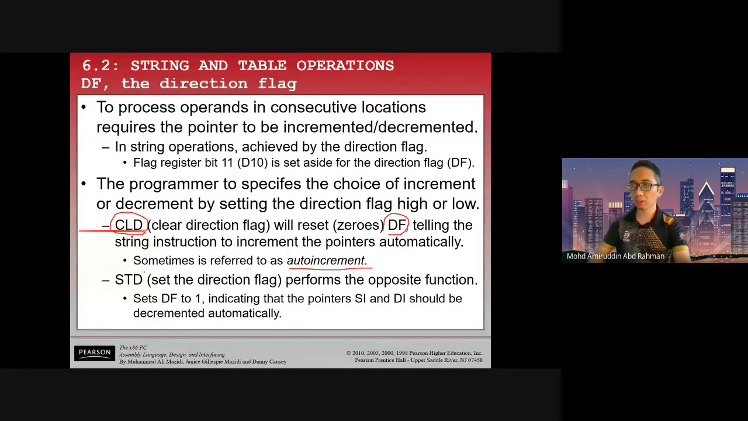Then we have another command, STD, which sets the direction flag. It performs the opposite function, meaning that the DF now will become 1. When the DF becomes 1, that indicates that the pointers SI and DI should be decremented automatically, reverse to CLD. STD sets the DF as 1, CLD sets the DF as 0. When DF is 0, the pointer increases automatically, but for STD, the pointer decrements automatically.